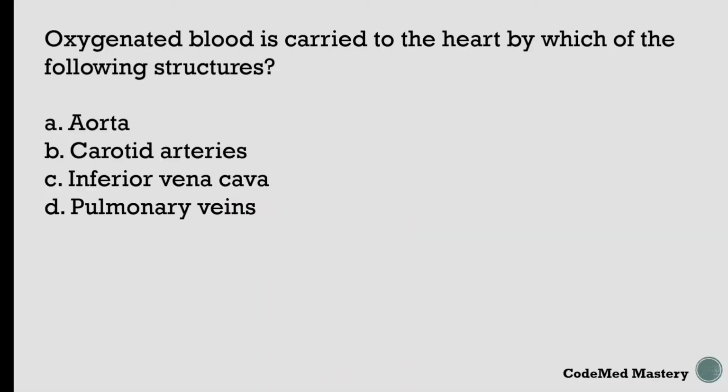Oxygenated blood is carried to the heart by which of the following structures? Option A aorta, option B carotid arteries, option C inferior vena cava, option D pulmonary veins. The right answer is option D pulmonary veins.